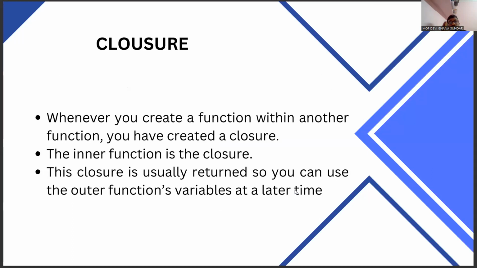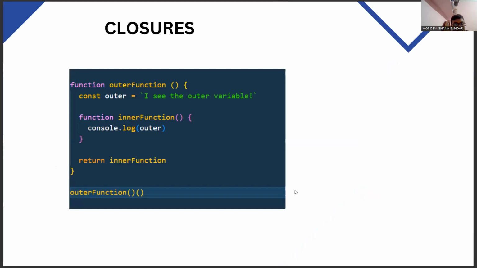And next is closures. When we create a function inside another function, we are creating a closure, where this inner function is called a closure, and we can use the variables of the outer function inside the inner function. For clarity, I will give an example here. You can see I have created an inner function inside an outer function. Here outer is a variable defined inside the outer function, but it can also be used in the inner function. So this is called a closure.